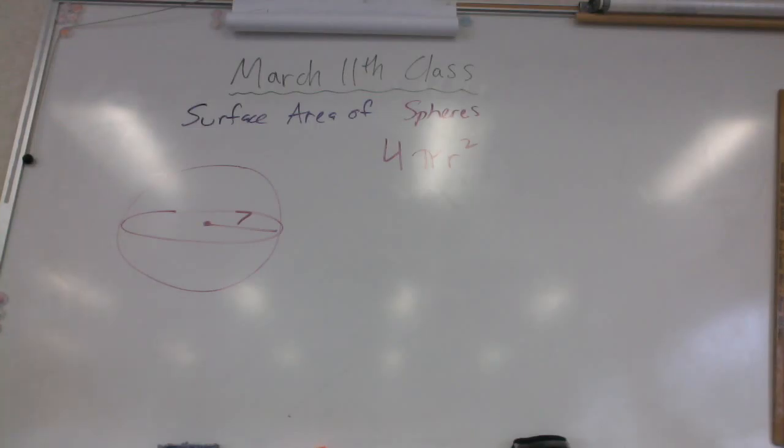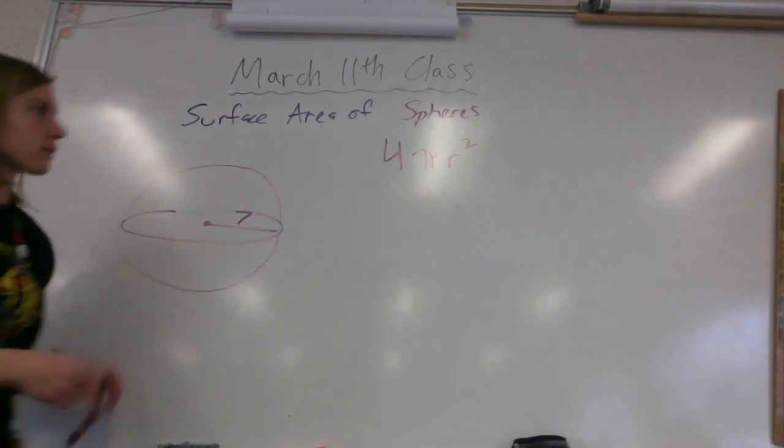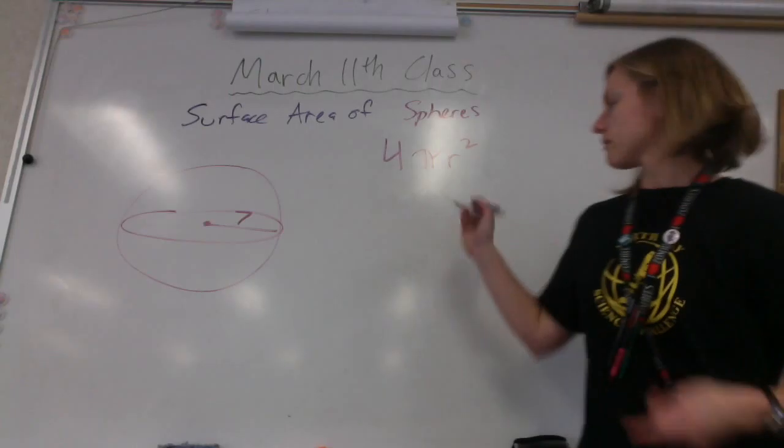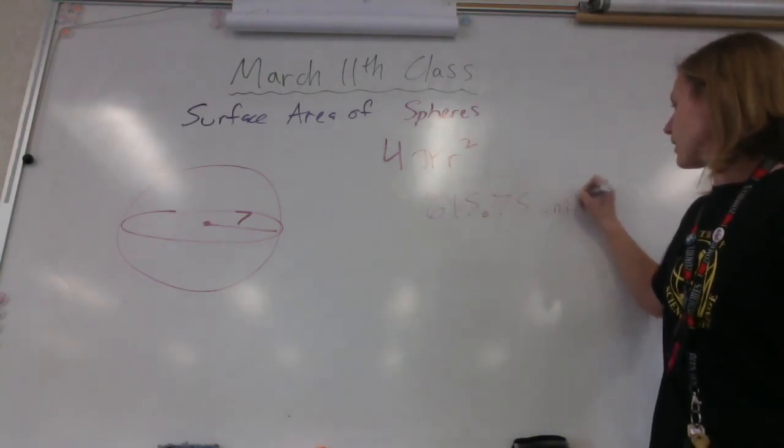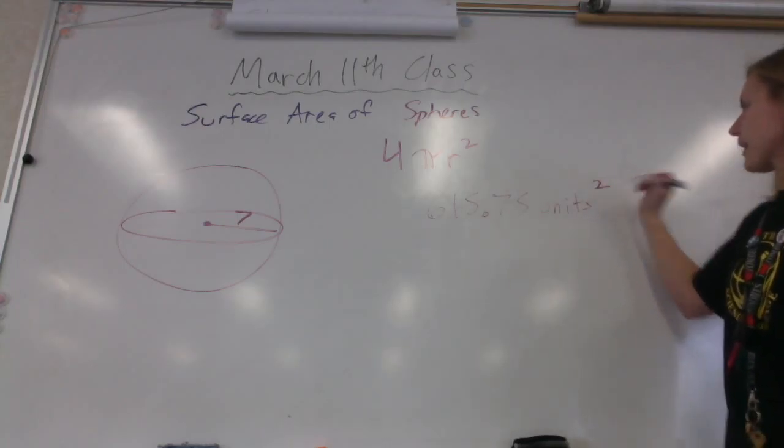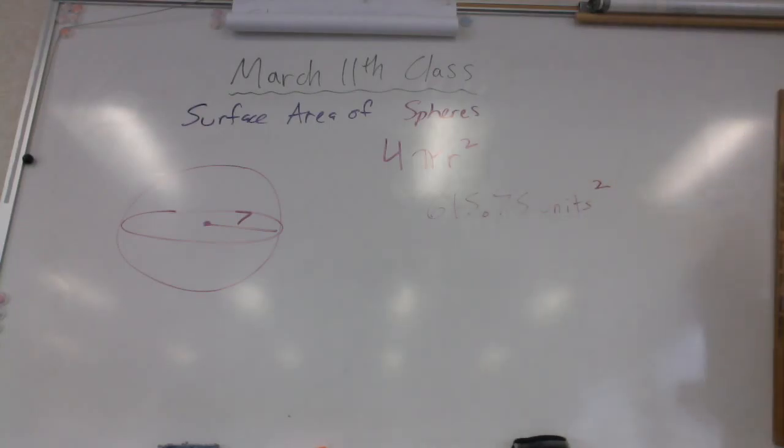We're early. You guys will have to take your quiz. We usually only have like 5 minutes. So what did we get for this? 615.75, and this will be units squared. Close enough. You will want to put units squared or units cubed on that. Probably, just to be thorough.